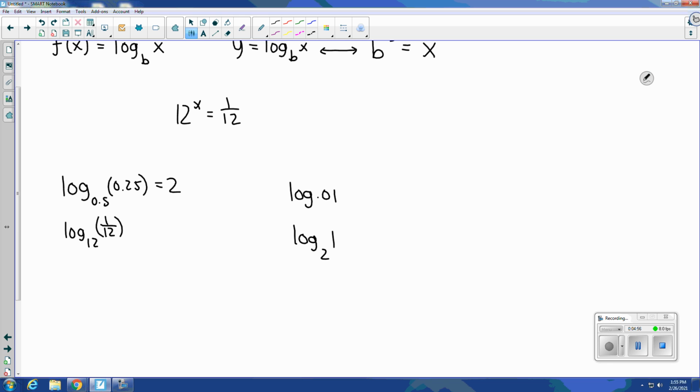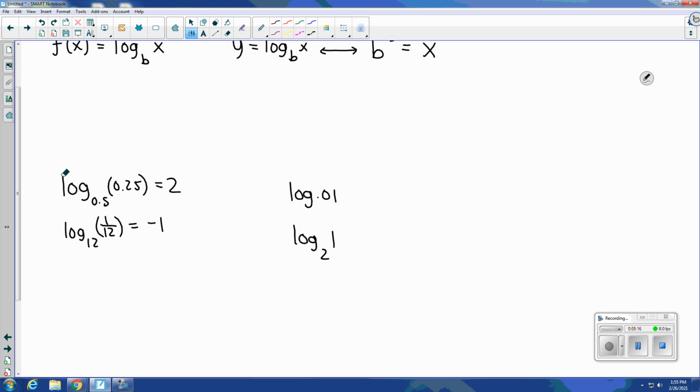What must I raise 12 to get 1/12? Well, 12 to the first is 12. So how about 12 to the negative 1 equals 1 over 12, now that we are reminded of our exponent properties with negative integer values. So we have negative 1 for this answer.